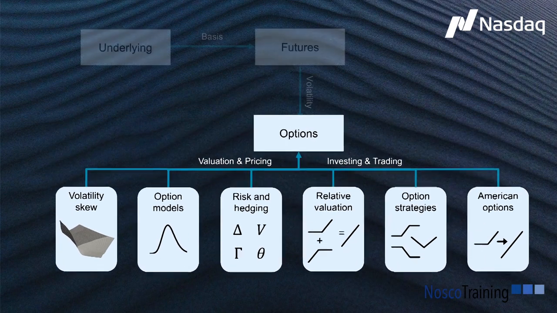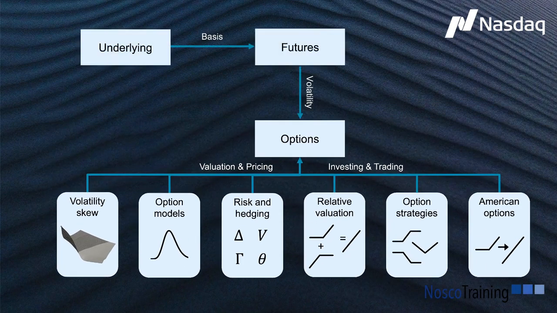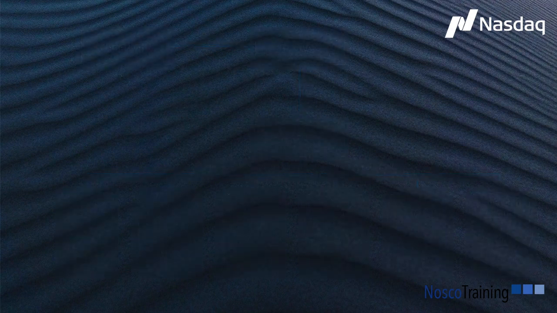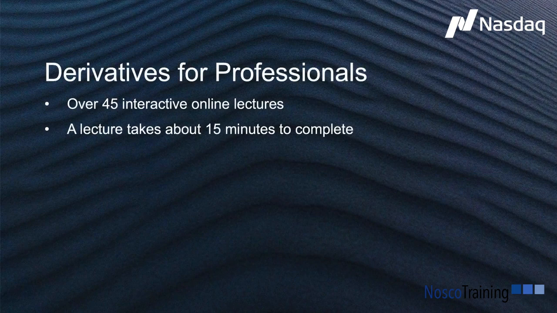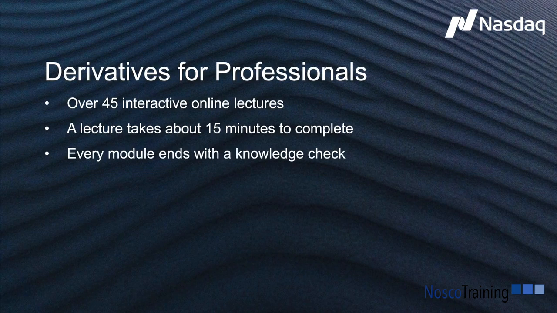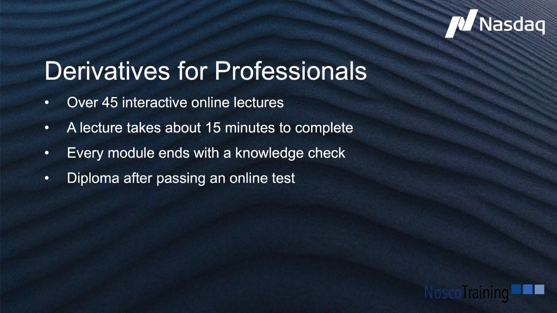In total, the Derivatives for Professionals course consists of 45 online lectures grouped into 10 chapters. Each lecture will take you about 15 to 20 minutes to complete. Each module ends with a knowledge check where you can reflect on the topics and identify areas that you need to review. After you have finished your studies, you can take an online test to receive your course diploma.